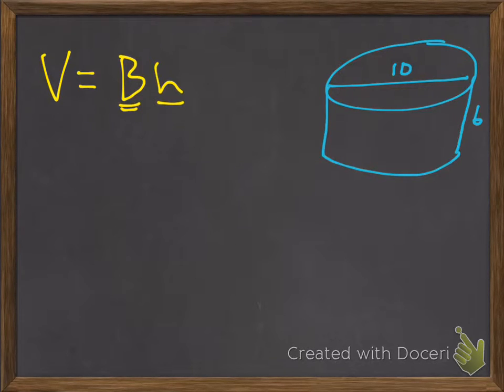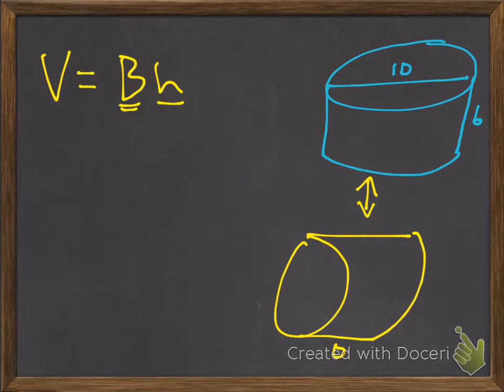But we have to understand what they're referring to with height. Height is not how tall the prism is. The reason being, I could take this same cylinder and lie it on its side. It would be 6 and 10. It's the same cylinder, same shape, so obviously the volume is going to be the same. Nothing has changed, which means the height has to stay the same. The height is not how tall it is.